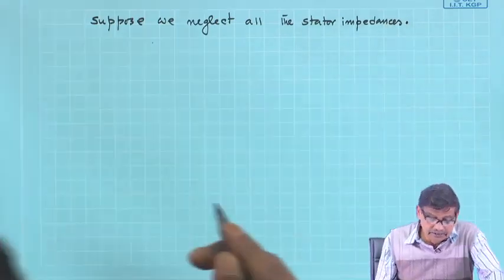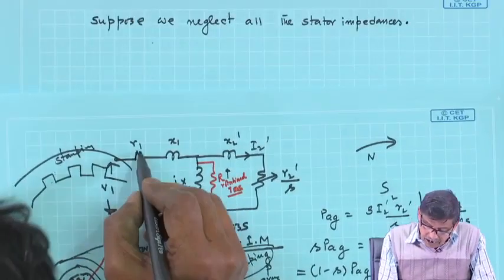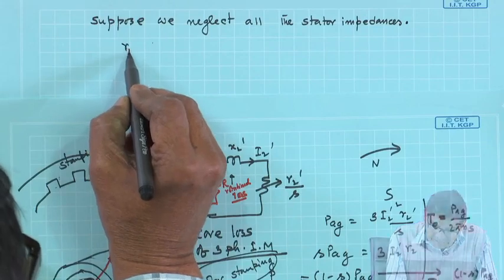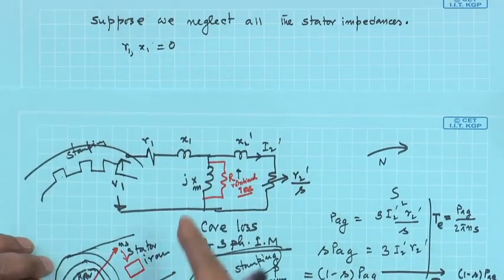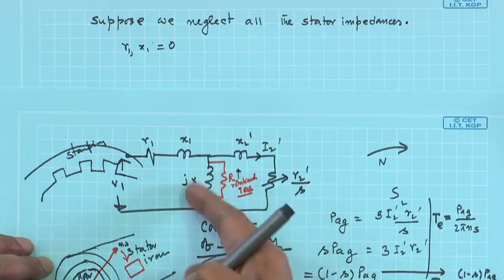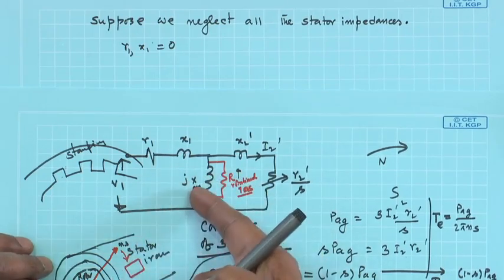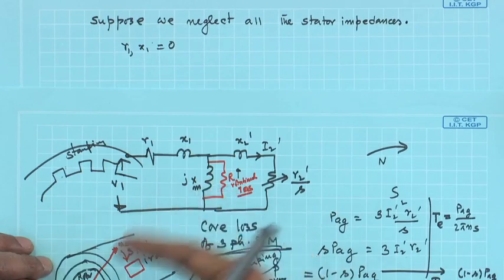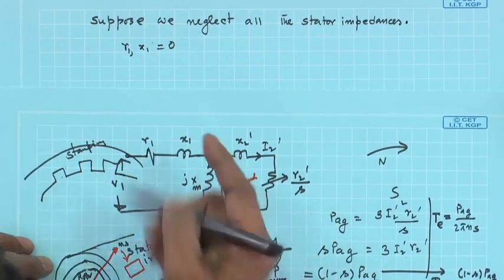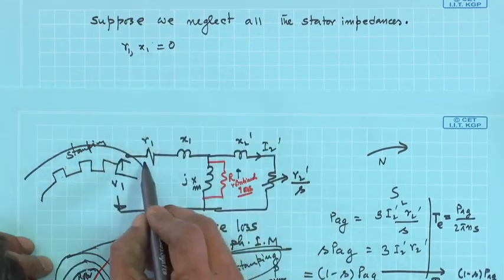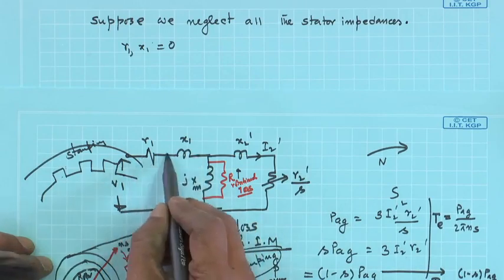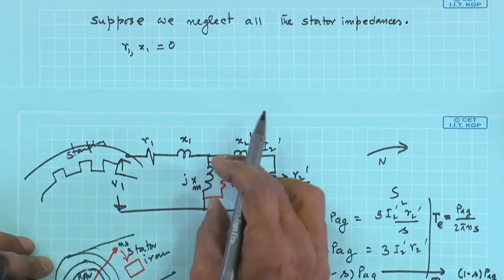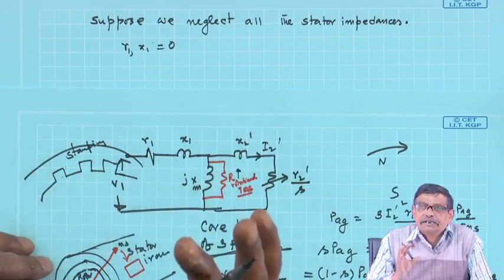What do I mean by this? That R1 X1 is 0, it is stator, neglect them. Xm and this rotational resistance, this is neglected means what? These are pretty high, I mean you must understand. So, these are shorted then. So, R1 X1 0 means short, nothing is there. And about this parallel branch, open it.